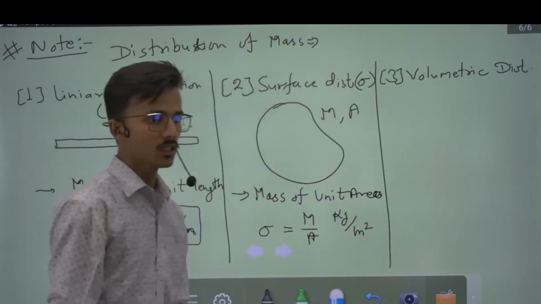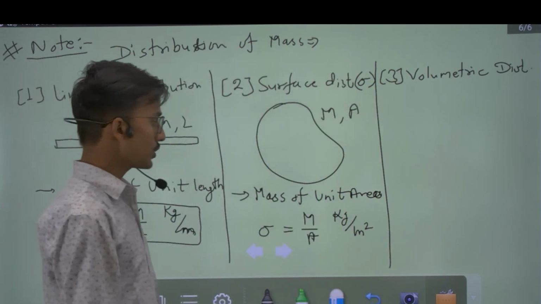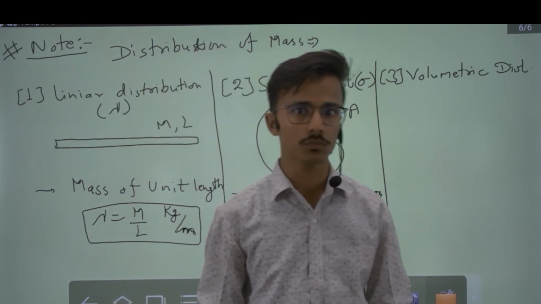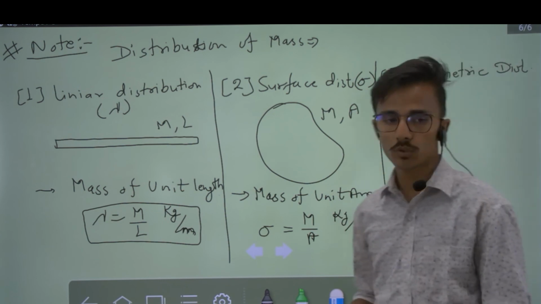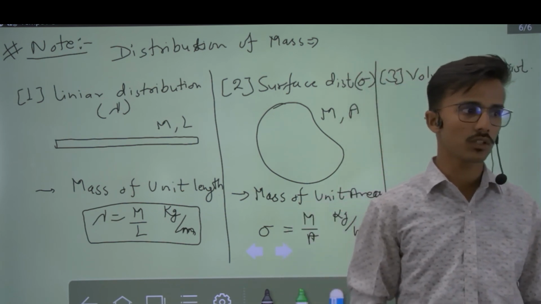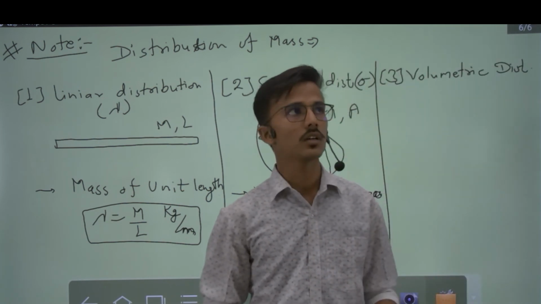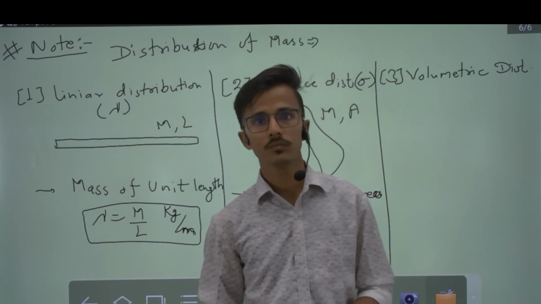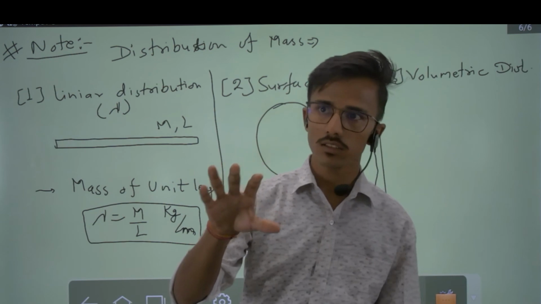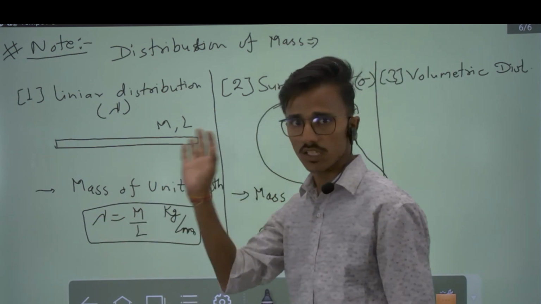Kilogram per meter square. Okay, so if someone gives you the surface distribution sigma and asks what is the mass of 20 meter square or 10 meter square and so on, what will you do? Just multiply this 10 with this sigma, right? You will get your answer.